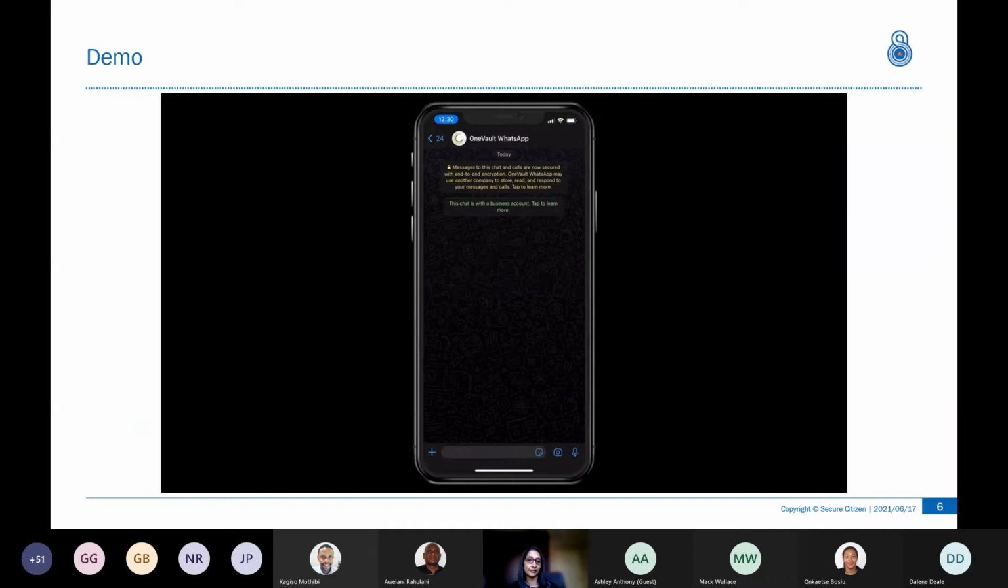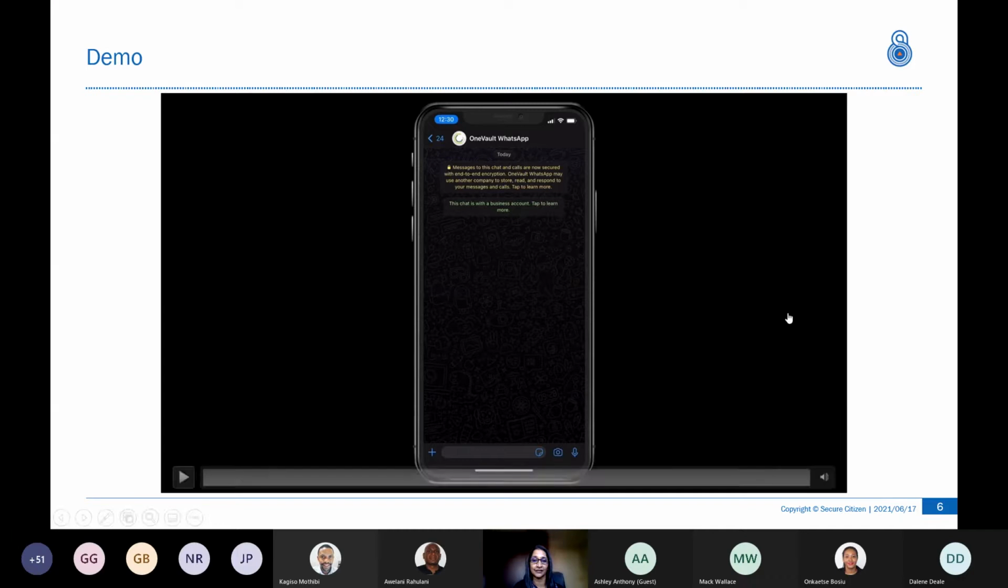I'd like to show you a very brief demo of two of the options that we have for allowing consumers to enroll and verify themselves. The first one that I'm going to show you is through the WhatsApp channel.